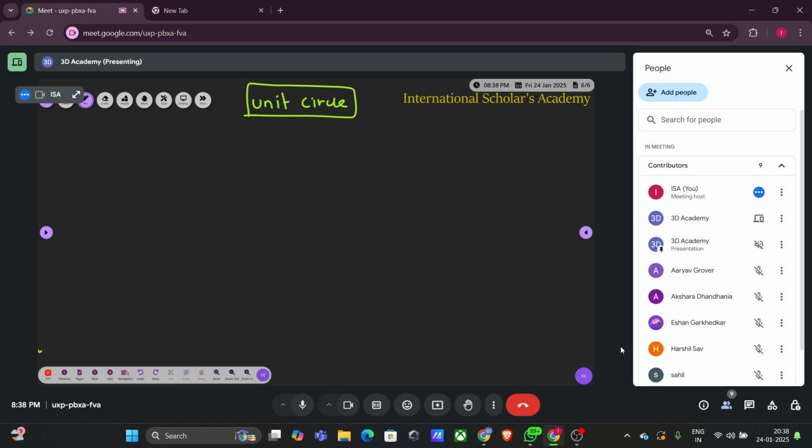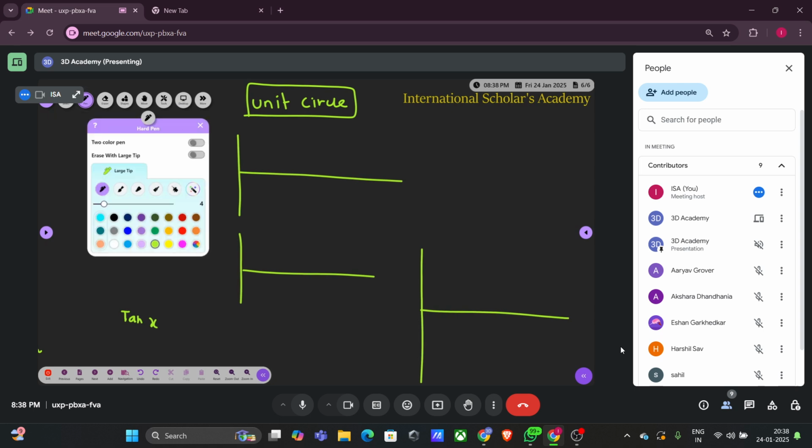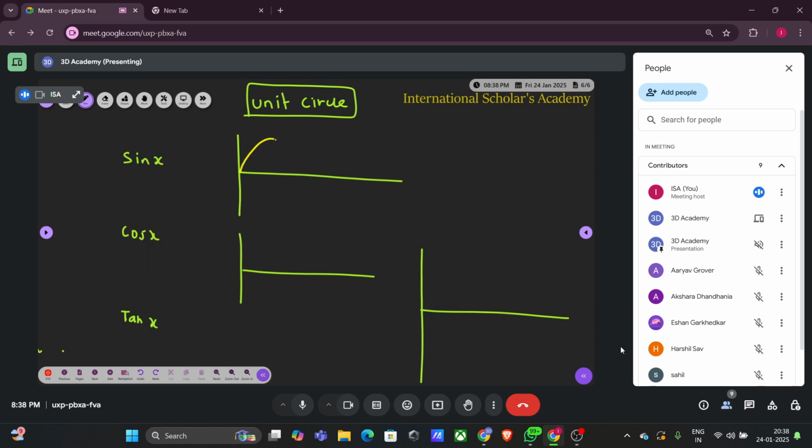So before directly starting with unit circle, first we will look at the graphs of sin x, cos x and tan x. ठीक है? So when I'm drawing graph of sin x, cos x and here I will draw for tan x. ठीक है? Now see, this is the graph of sin theta or sin x. This is the graph of cos x.